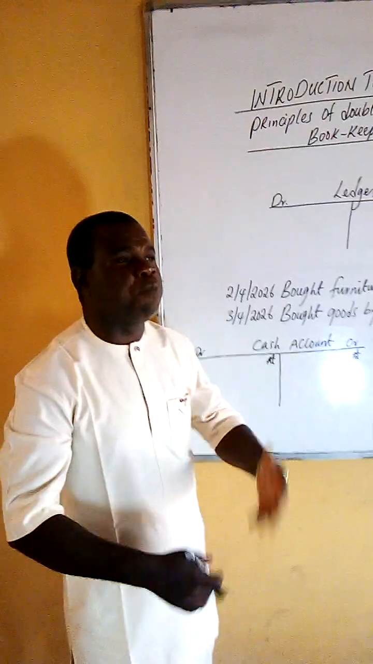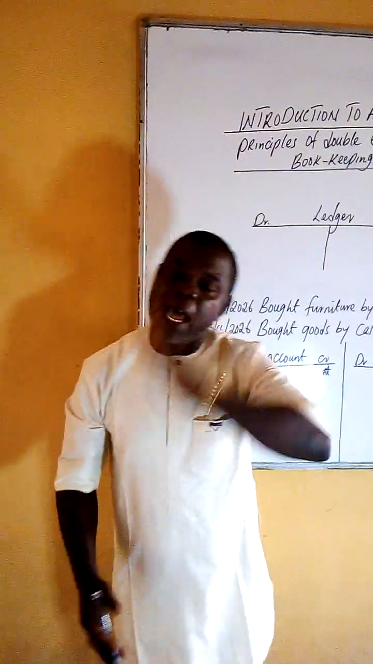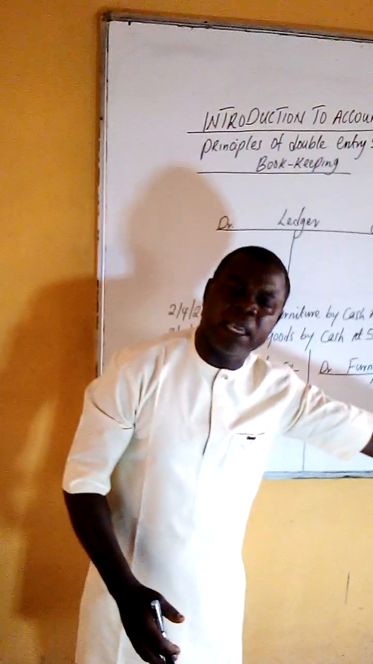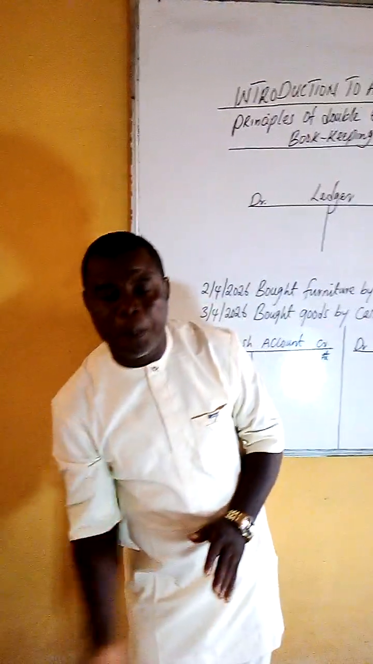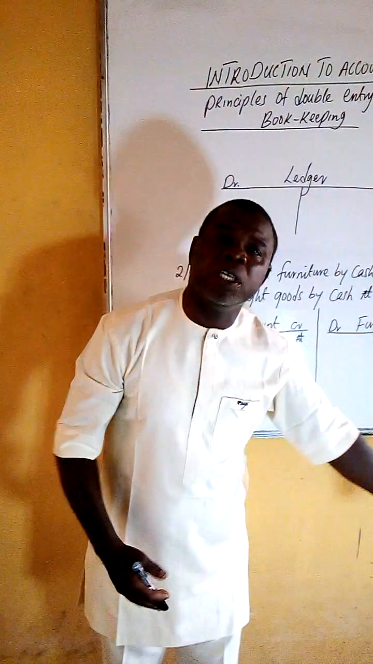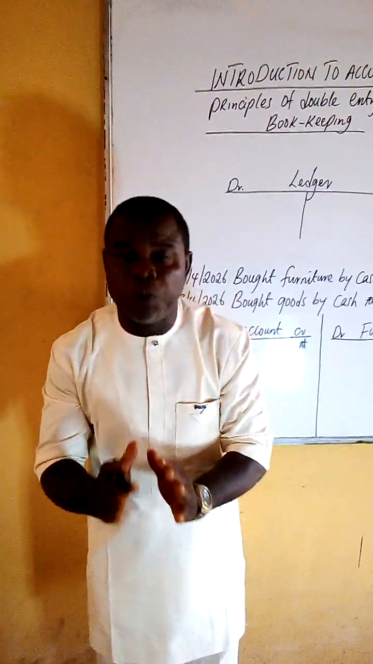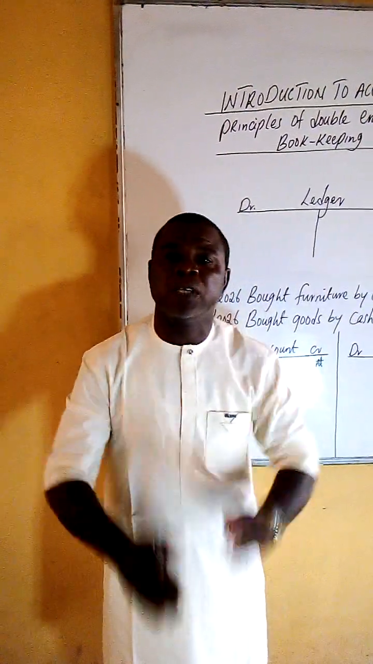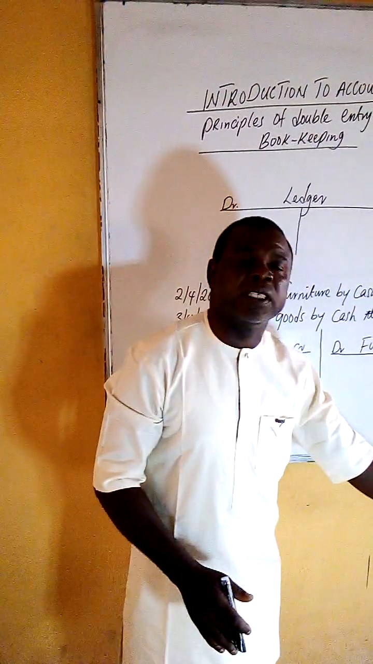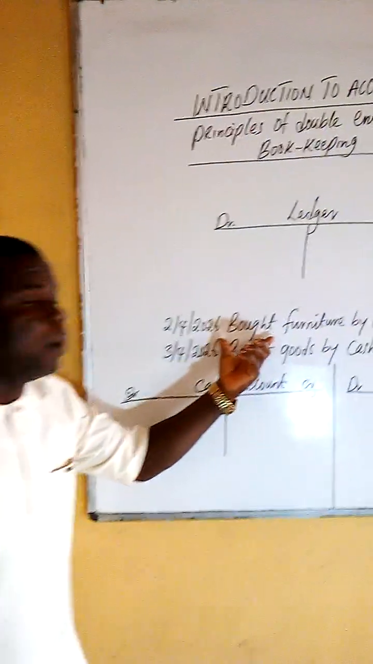And double entry has a principle. The principle simply means debit the account that receives and credit the account that gives. That is the first fundamental principle of double entry. What the supporting principle says is any debit entry must have a corresponding credit entry. That is the principle we're going to use to post transactions into the ledger account: debit the account that receives, and then credit the account that gives. That is what we are going to use to post this transaction.